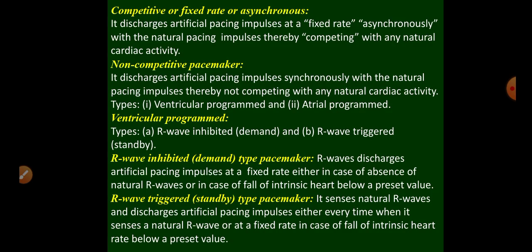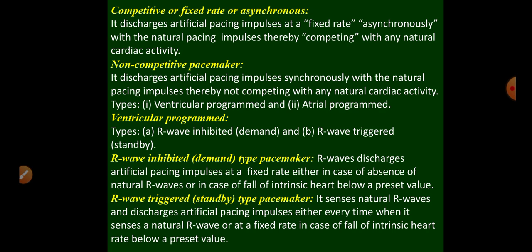So next we have our competitive or fixed rate or asynchronous pacemakers. In this case, it discharges artificial pacing impulses at a fixed rate asynchronously with natural pacing impulses, thereby competing with any natural cardiac activity. Okay, then we have the non-competitive pacemaker. It discharges artificial pacing impulses synchronously with the natural pacing impulses, thereby not competing with any natural cardiac activity. Okay, and there are two different types of non-competitive pacemakers: ventricular programmed and atrial programmed.